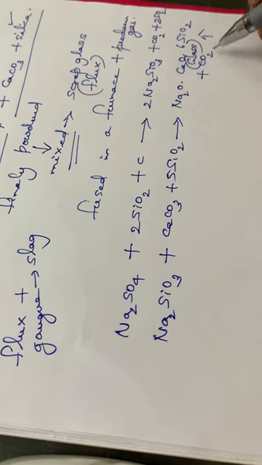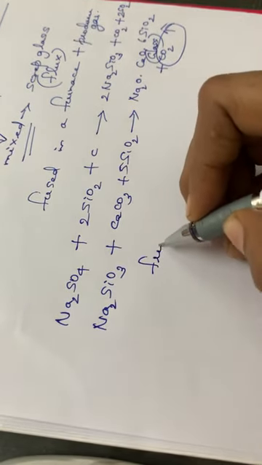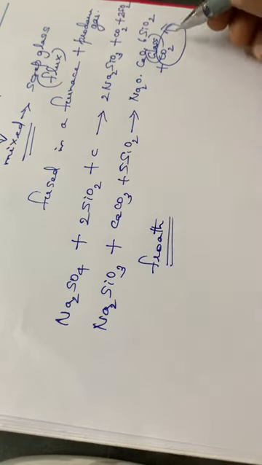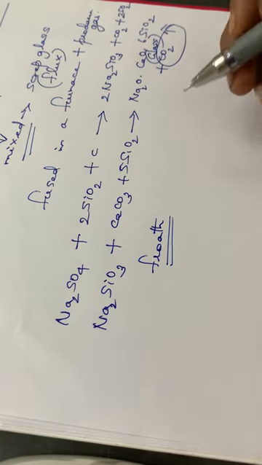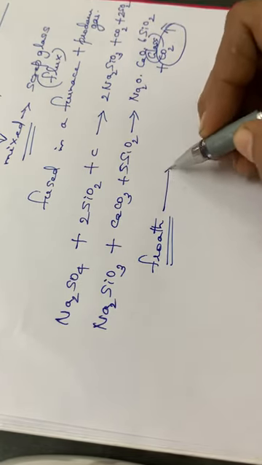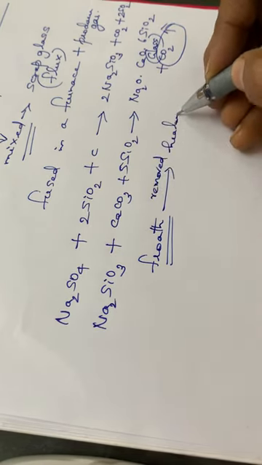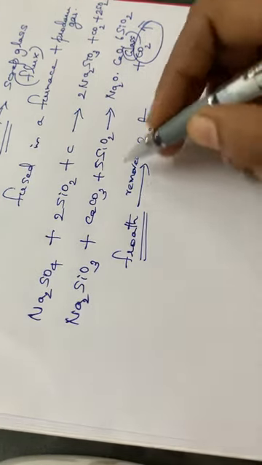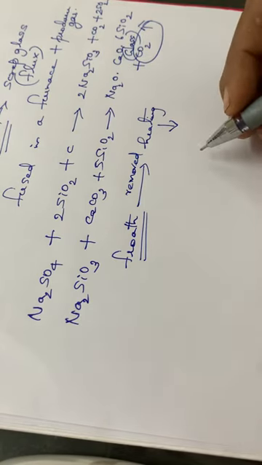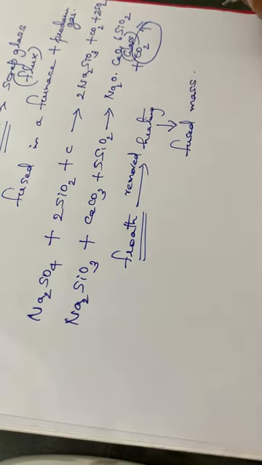Here, one of the byproducts is carbon dioxide. Due to the formation of carbon dioxide, frothing will develop. In order to remove the carbon dioxide, the froth will be removed by further heating. By heating, the carbon dioxide gas will escape and be expelled, the froth will be completely removed, and we will obtain a viscous fused mass.